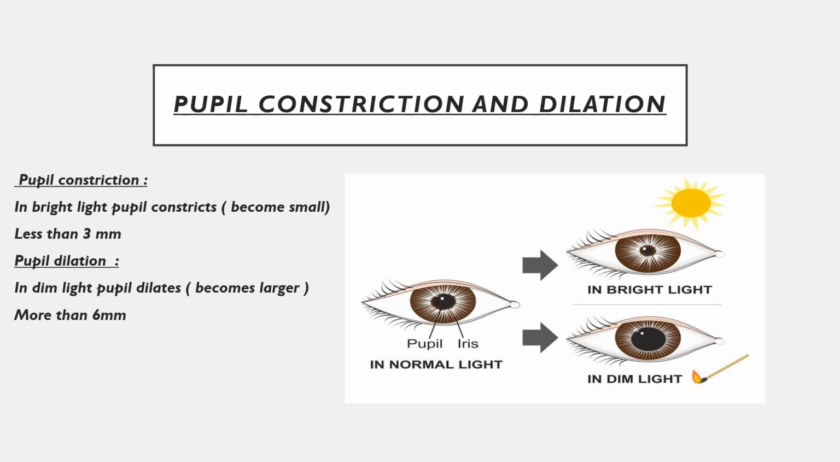If you observe, we are showing the bright light. In bright light the pupil constricts. That means the pupil is becoming small. You can see here, this is the bright light, and the pupil is becoming very small, less than 3 mm. That is the constriction. Whereas in dim light the pupil is becoming large. That means the pupil is dilating. If we measure the size of this pupil, it will be more than 6 mm.